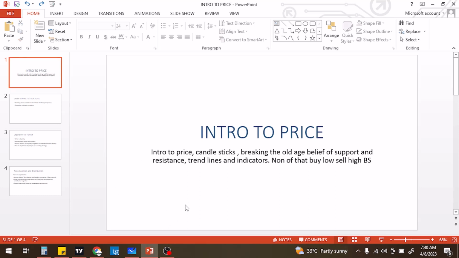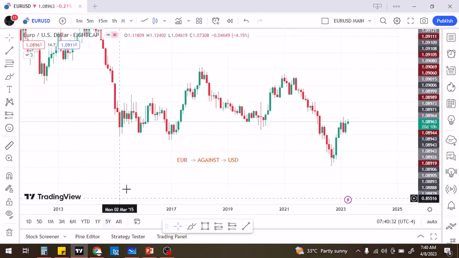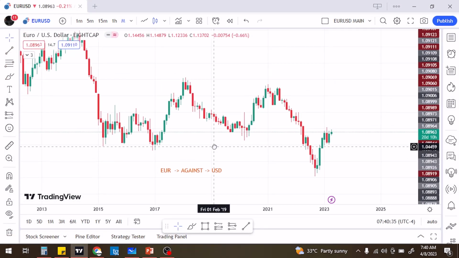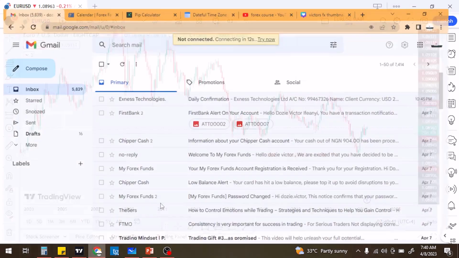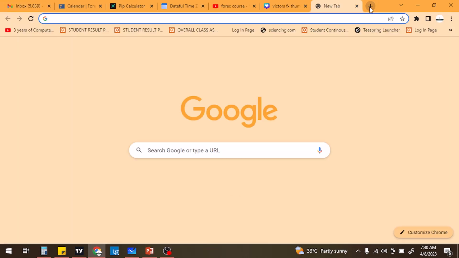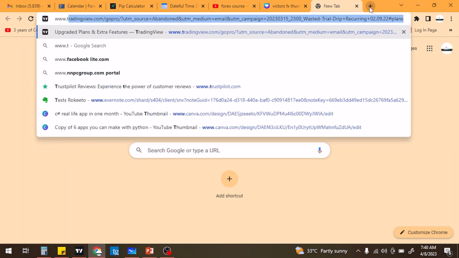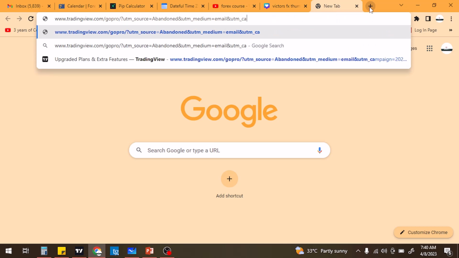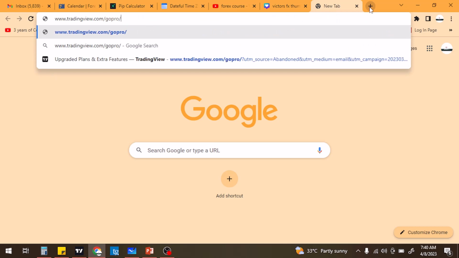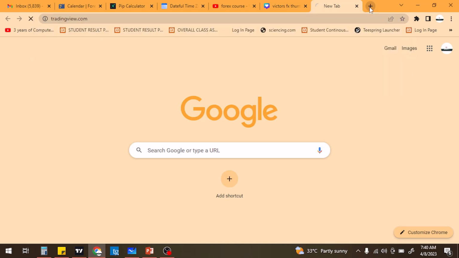Now if you're new to trading and you want to get a software that's gonna allow you to start trading, check out tradingview.com. I might leave a link in the description to TradingView. Just check that out. TradingView.com is a charting platform where you could just go to the website by going on your browser and typing in www.tradingview.com.